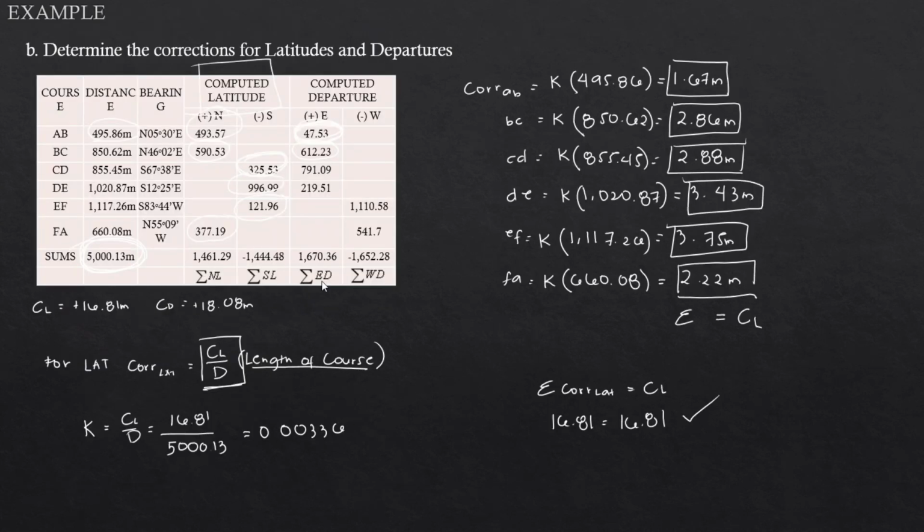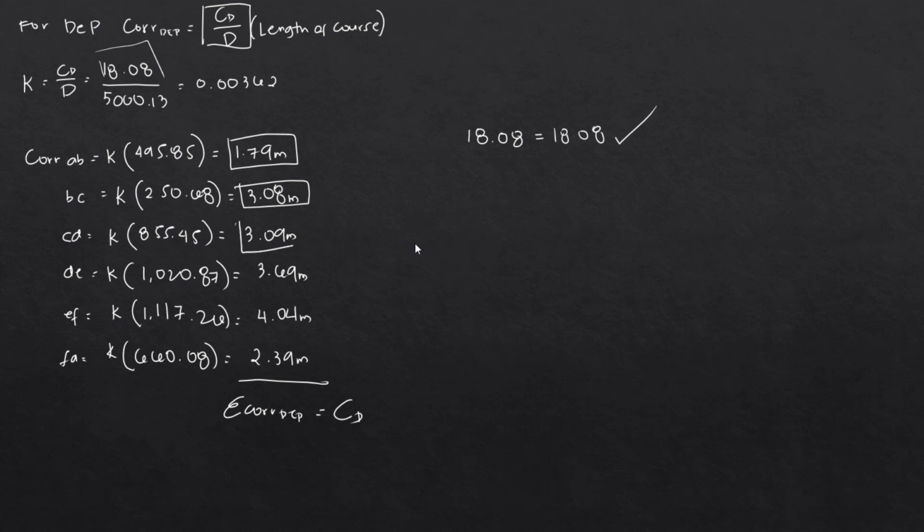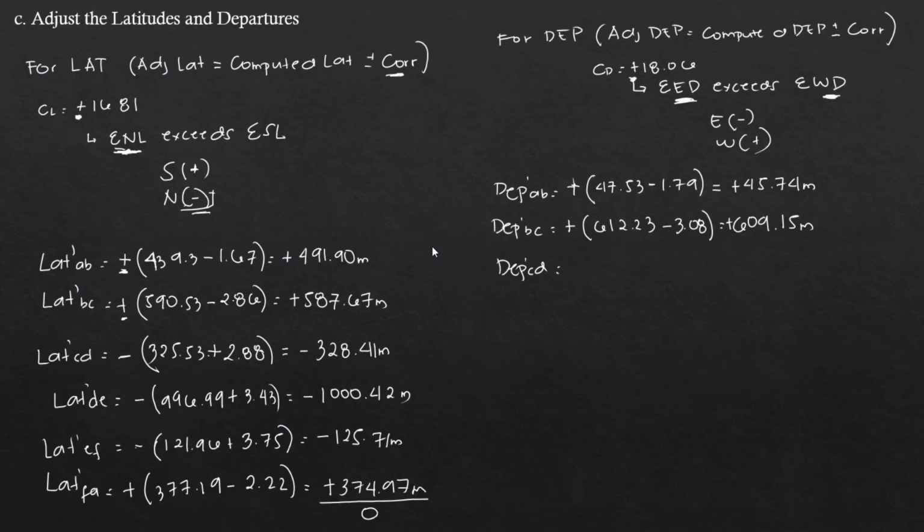Okay. So, the corrected departure sa CD. CD natin is, ito, 791.09 east. Then, correction, 3.09. Okay, east ulit siya, positive. So, meron tayong 791.09 minus 3.09 is equal to, ilan? Positive 788 meters.